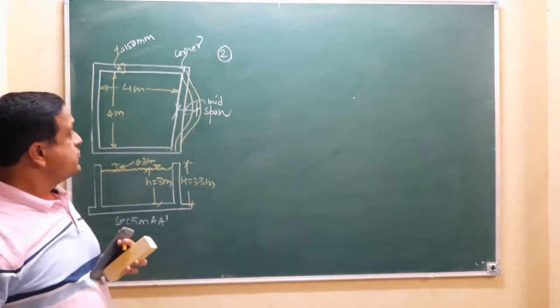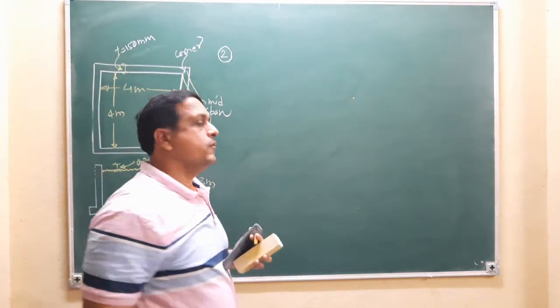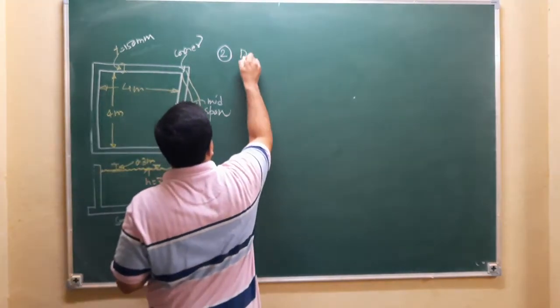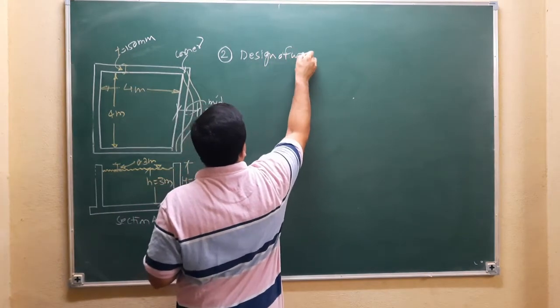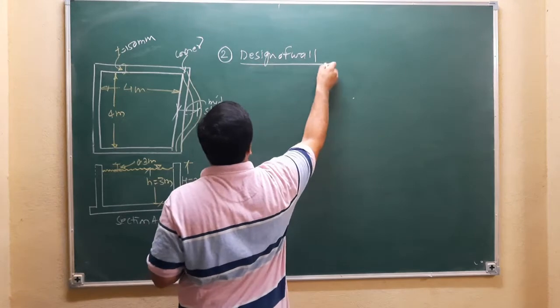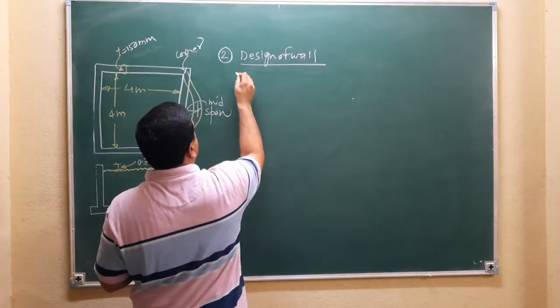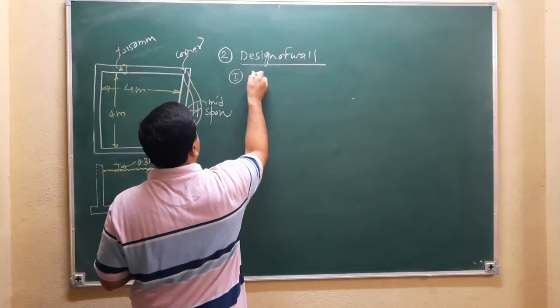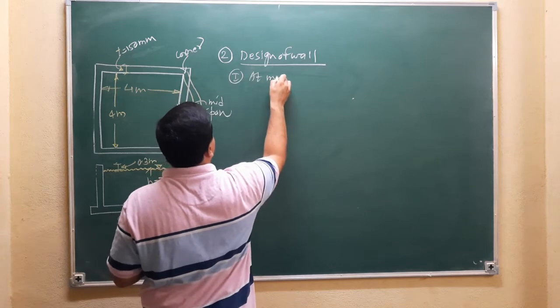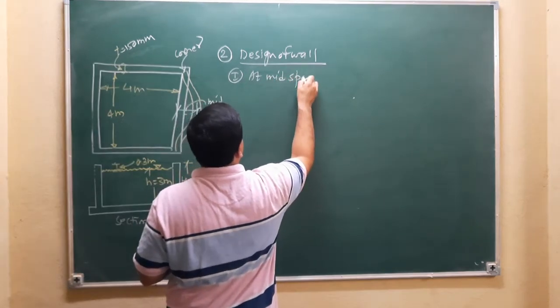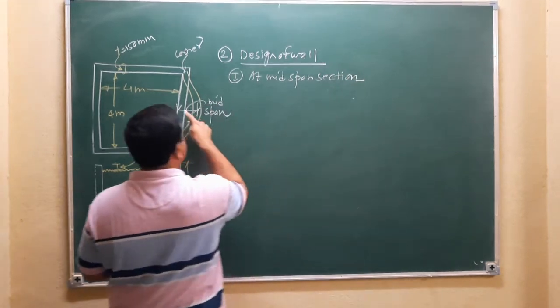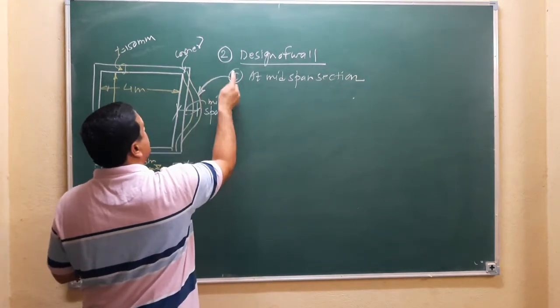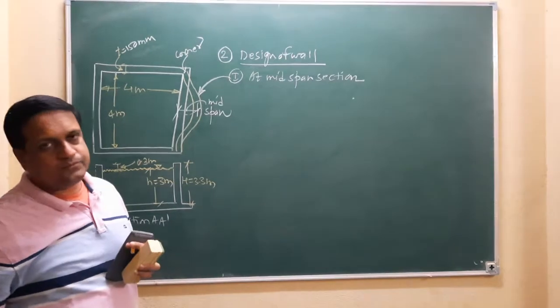So what are the steps you have to follow? I will tell you. Design of wall. In that, first you have to design at mid span section. At mid span section like this. Design of wall at mid span section.